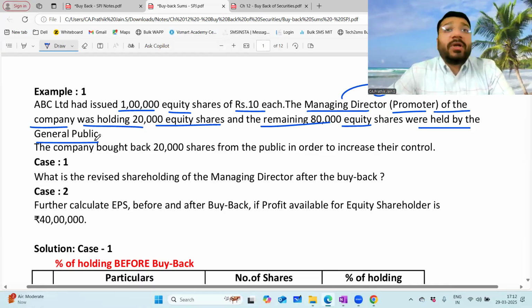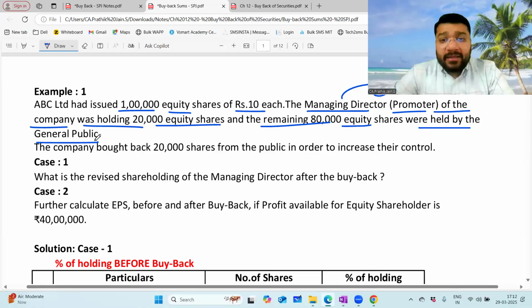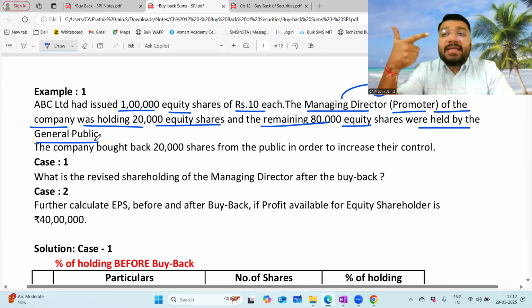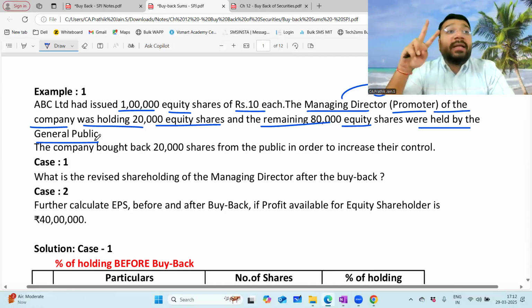Correct? What is the company's name? ABC Limited. How many shares has it issued? 1 lakh shares. Face value? 10 each. So what is the total capital? 10 lakh. How many categories of people are holding the shares? Two: one is the promoter category, the second is the general public category. How many shares is the promoter holding? 20,000 out of 1 lakh, and the remaining 80,000 equity shares are held by the general public.